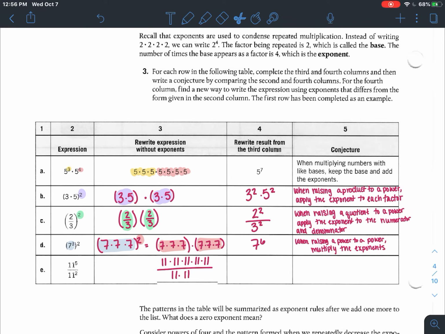So we have 7 cubed squared. So we have 2 exponents. We are going to multiply them together.